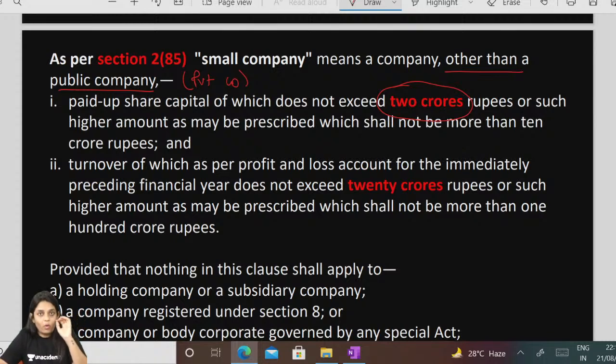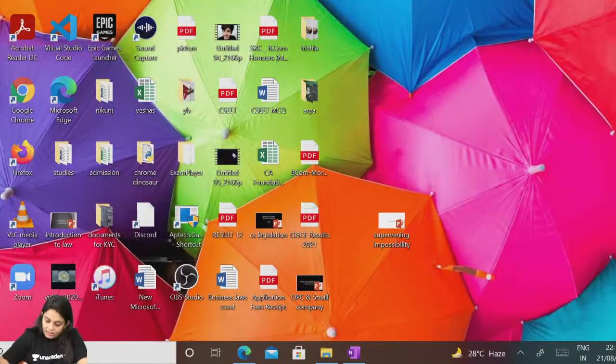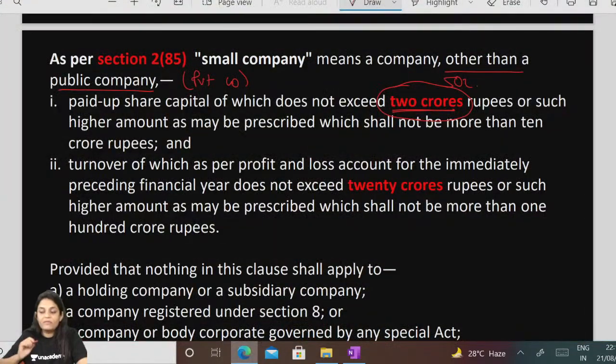Here in red, whatever I have written, that is an amendment. In the books you will see it is given as 50 lakhs, but now it is 2 crores. So please make that rectification in your book, cut that 50 lakhs and make it 2 crores. Are you getting my point?